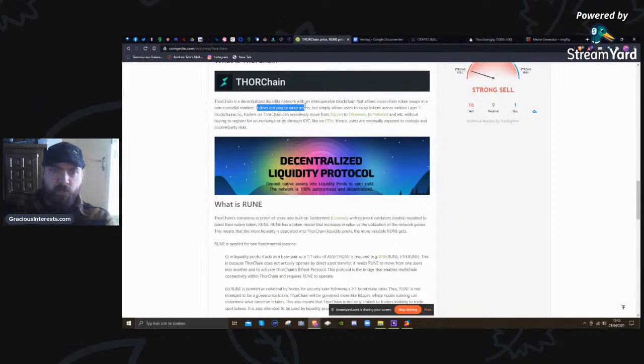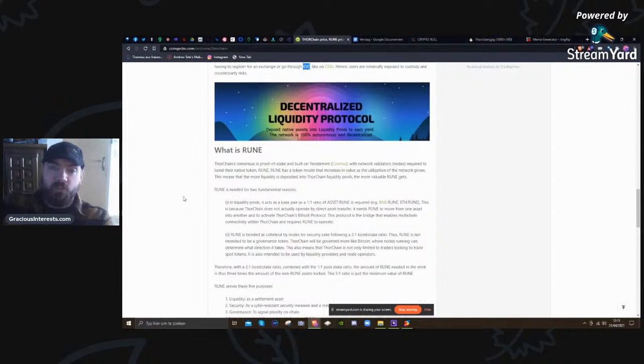So to continue, it does not pack or wrap assets, but simply allows you to swap tokens across various layer 1 blockchains. So traders on THORCHAIN can similarly move from Bitcoin to Ethereum to Polkadot, etc., without having to register with the foreign exchange or go through know your customer, KYC, like on CEXs, so centralized exchanges. Hence, users are minimally exposed to custody and counterparty risks. So, a decentralized exchange does not make use of custodial wallets, so it does not really have private wallets to exchange a variety of coins.